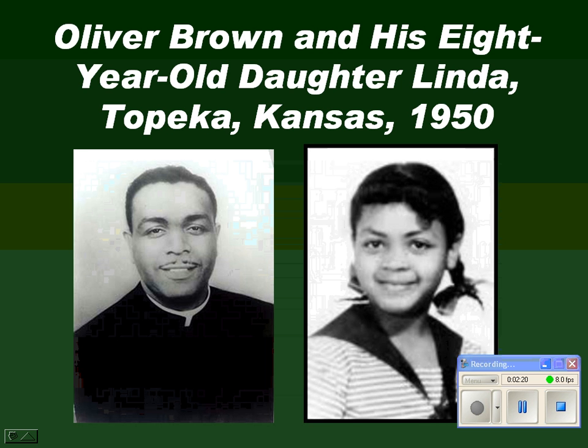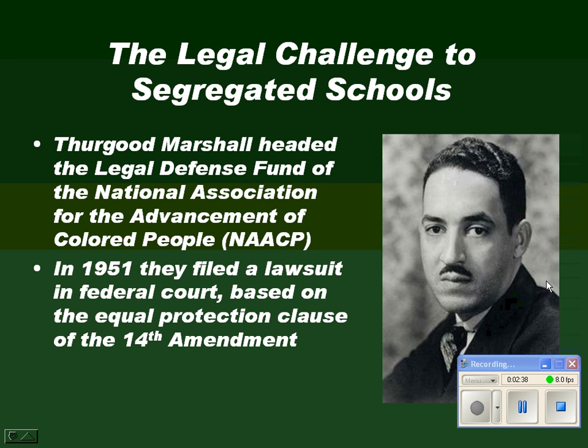Oliver Brown organized a group of parents to file a lawsuit, to go into federal court and challenge this system, say that it was unconstitutional. It violated the Constitution of the United States. Now, in doing this, the leaders of the legal effort were a group called the Legal Defense Fund of the NAACP, the National Association for the Advancement of Colored People. And they were headed by Thurgood Marshall, who later would become a justice of the United States Supreme Court, the first African American to hold that position.